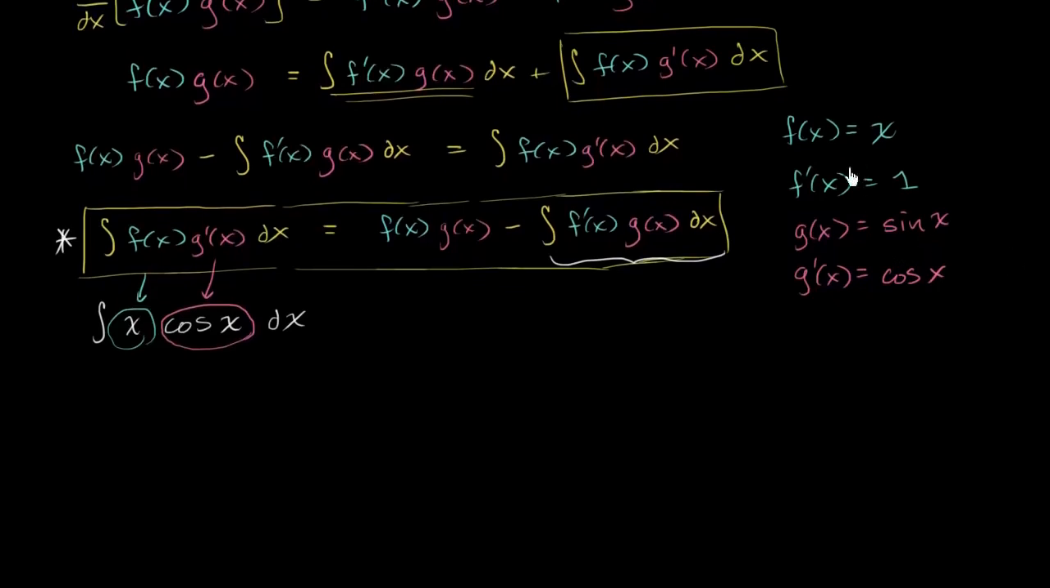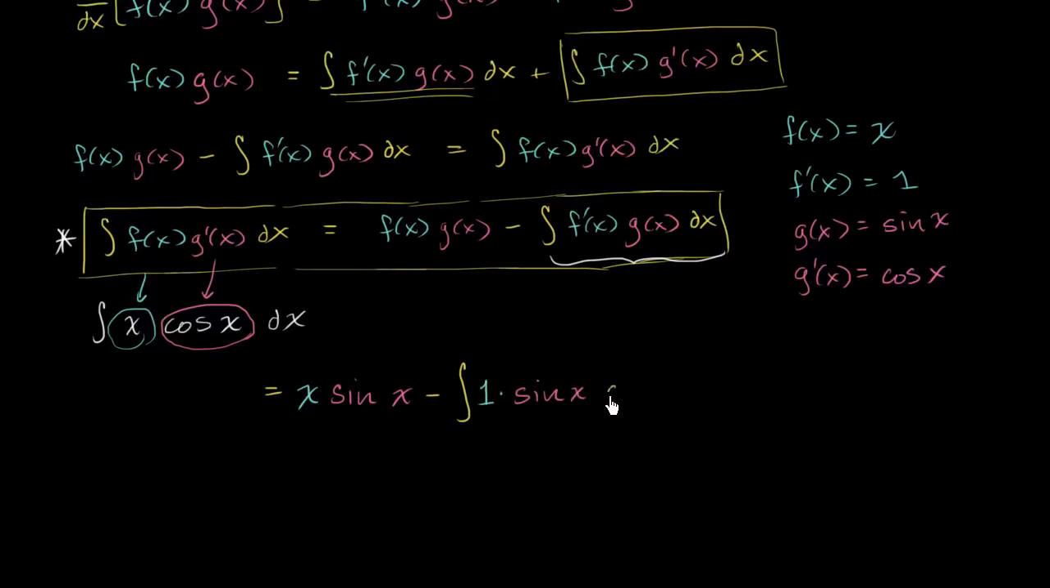Now, given these assumptions, let's see if we can apply this formula. The right-hand side says f of x times g of x. So f of x is x, and g of x is sine of x. And then from that, we are going to subtract the antiderivative of f prime of x, which is just 1, times g of x, which is sine of x, dx.